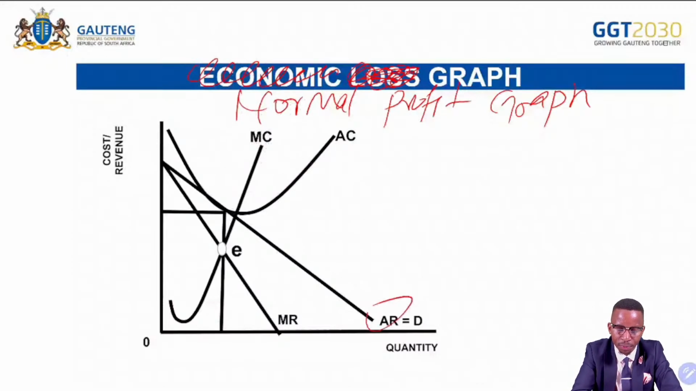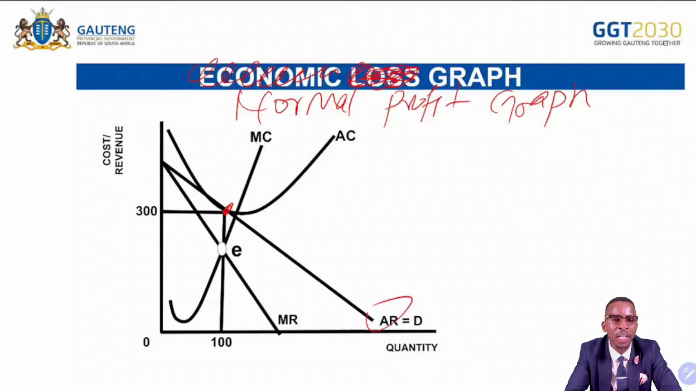Check this AR. Let me see how much our average revenue is. Our AR equals 300 at a quantity of 100. Now, how much is the AC? AC is simply turning along the 300 on the AR. That means the firm is making the normal profit, which means the firm is making neither a profit nor a loss. That's a break even.